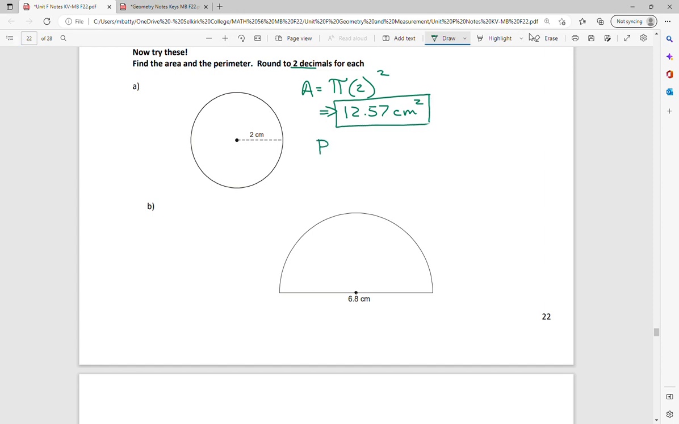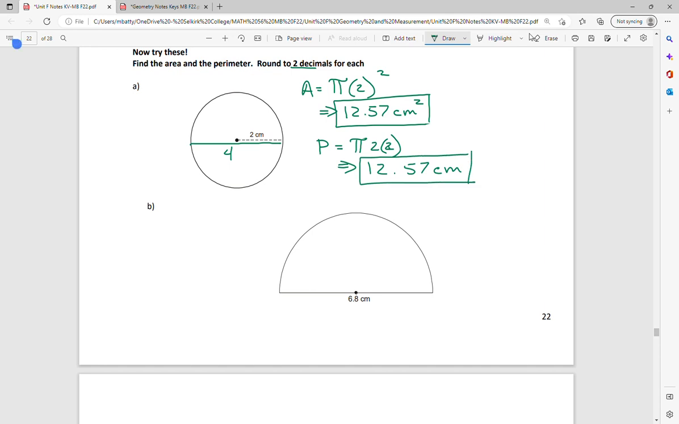The perimeter of this would be pi times 2 times r, which is 2, right? You could think of it as pi d. The distance here, d, is going to be 4, right? The whole diameter across. So again, using our calculator and rounding to 2 decimal places, I get 12.57 centimeters for my perimeter of that circle.